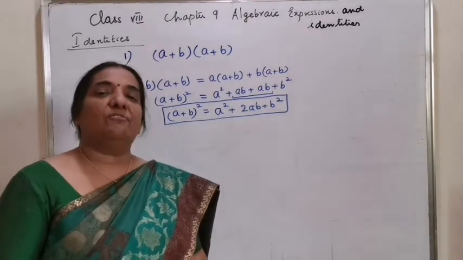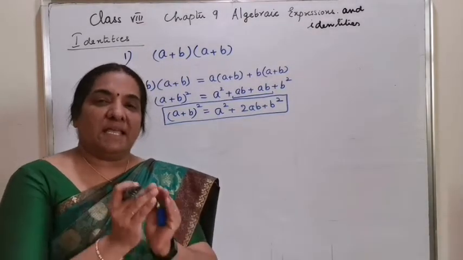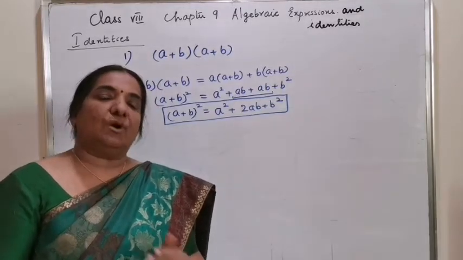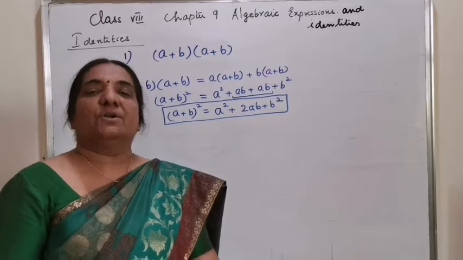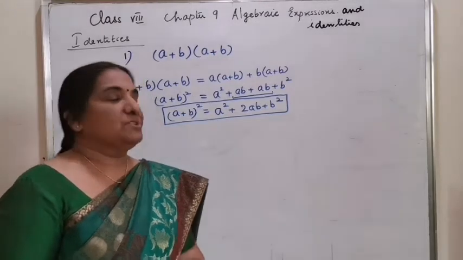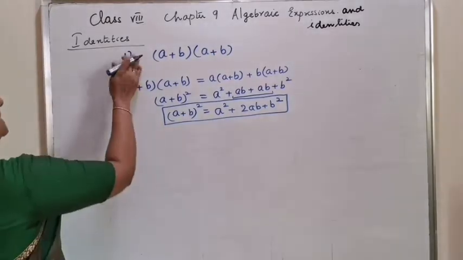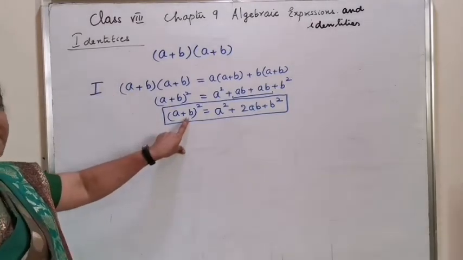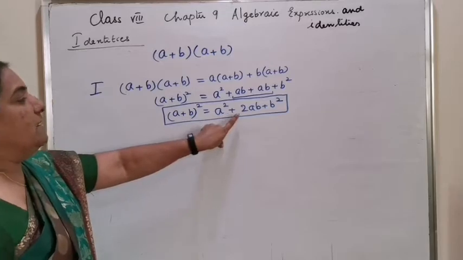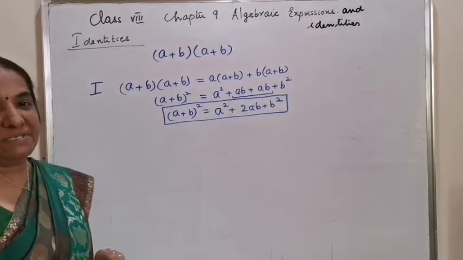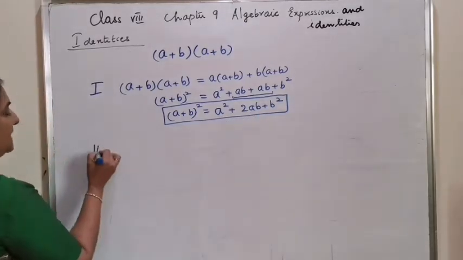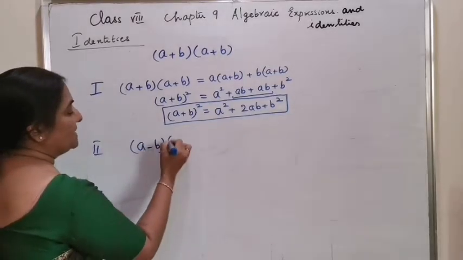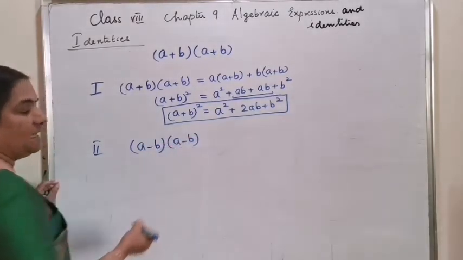The meaning of (A plus B) the whole square is (A plus B) into (A plus B), like you are taking the meaning of 2 square as 2 into 2. So what is the first identity? (A plus B) the whole square is equal to A square plus 2AB plus B square. Similarly, let us take the expansion of another two binomials, (A minus B) and (A minus B).